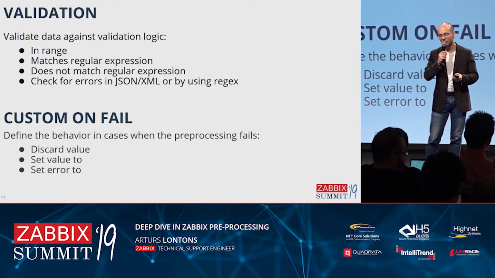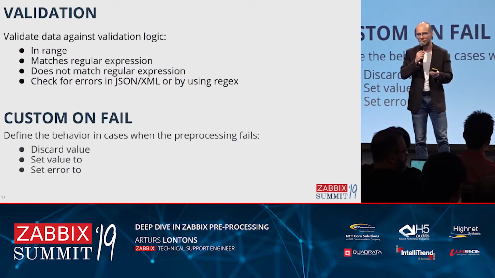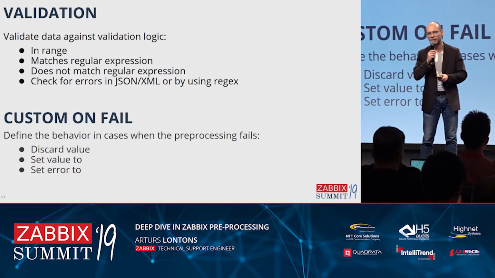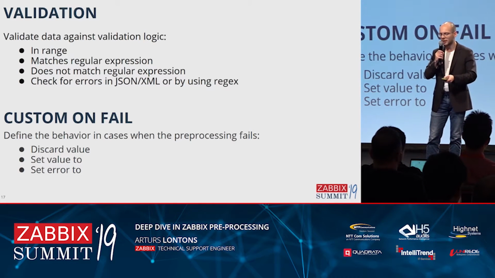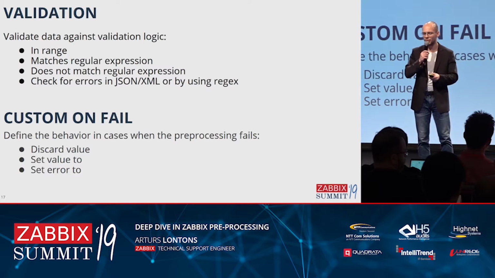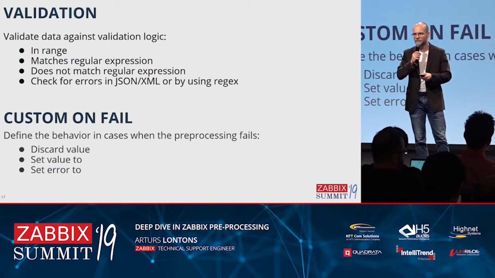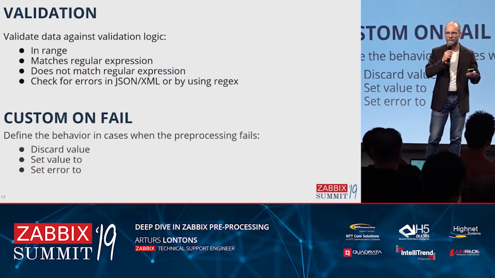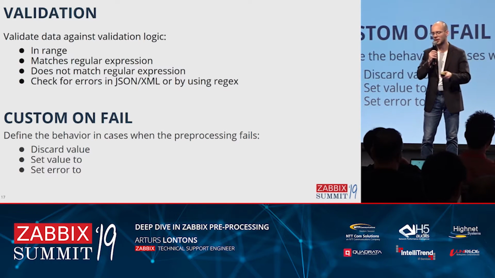We can discard the value completely. We can set the value to say -1, which in all cases would mean that there is something wrong with our data, or some other value, arbitrary, that we can define. Or we can set a custom error message, just something human readable. Say instead of data being out of range and us getting some error message that's produced by Zabbix, we can set it to a human readable: hey, temperature's out of range, something unexpected has happened, please take a look at our sensors.